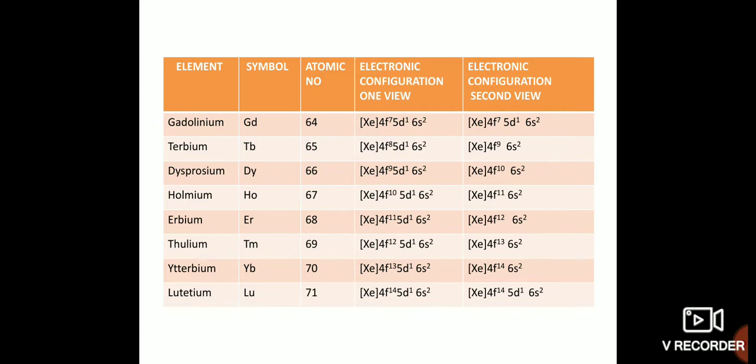Okay, and again dysprosium 4f10, holmium 4f11, erbium 4f12, thulium 4f13, ytterbium 4f14, and lutetium, as all the orbitals of f orbital are filled, the extra electron will enter the 5d orbital. That is why its configuration is written as xenon 4f14 5d1 and 6s2. So this is about the electronic configuration.